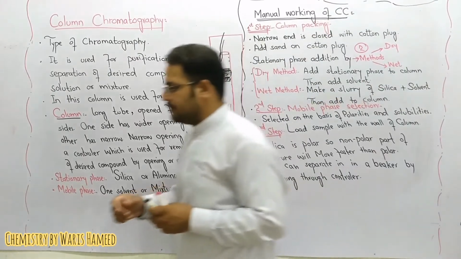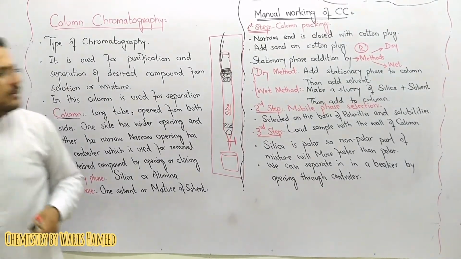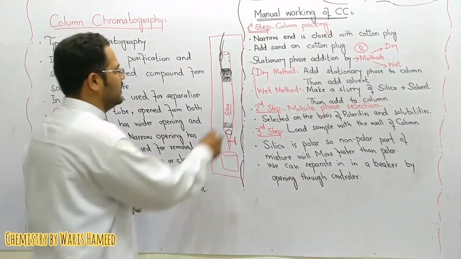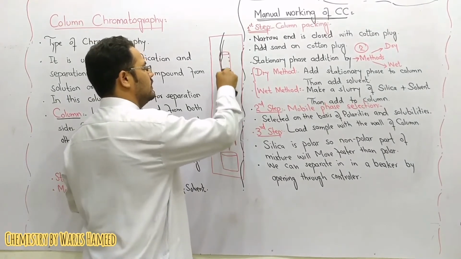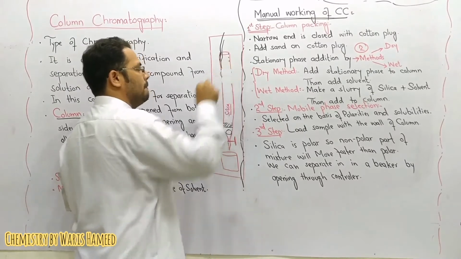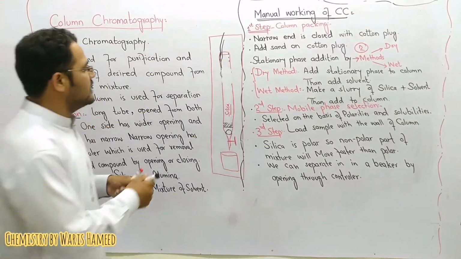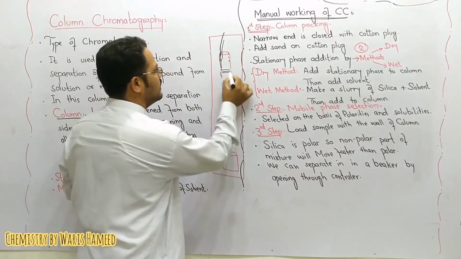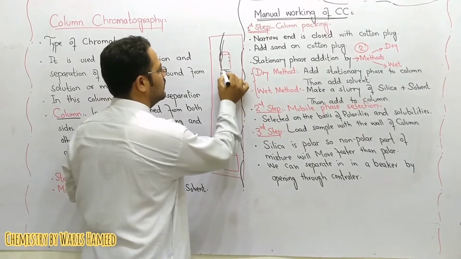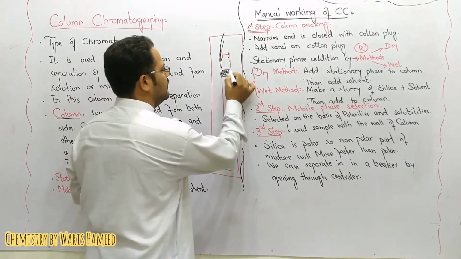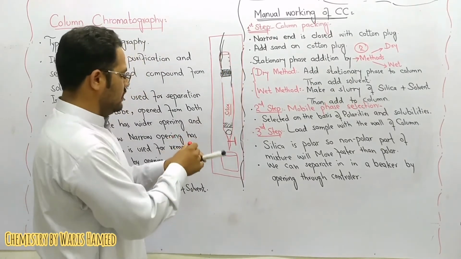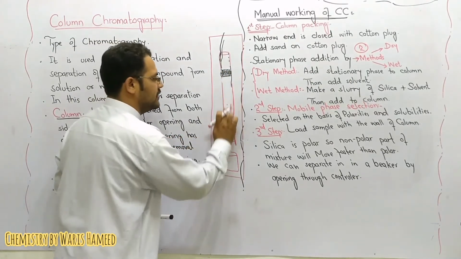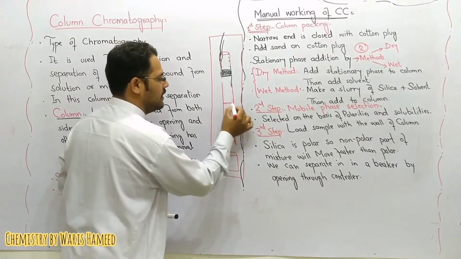For example, if our sample has different components, like it has a red component. For example, here is the part of the sample. It is a sample and it is running in this column, and here is the separation of one component, that is red.